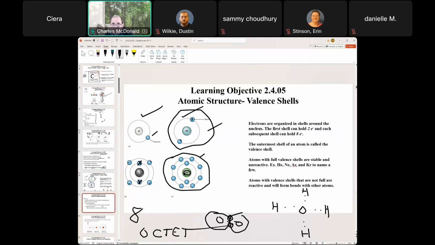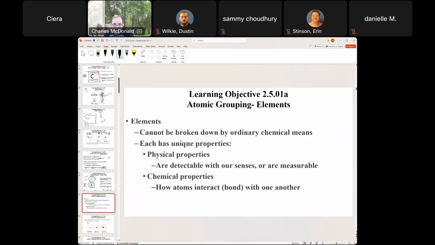Okay, let's continue on. We already said this, elements, you can't break them down chemically, you can only do it in a nuclear reaction. And each of these has their own characteristics. Nobody is going to confuse sulfur and gold. They're 2 totally different things, and it's all because of those protons in the nucleus. The chemical properties, that's all about those outermost shells. They call it the valence shell.